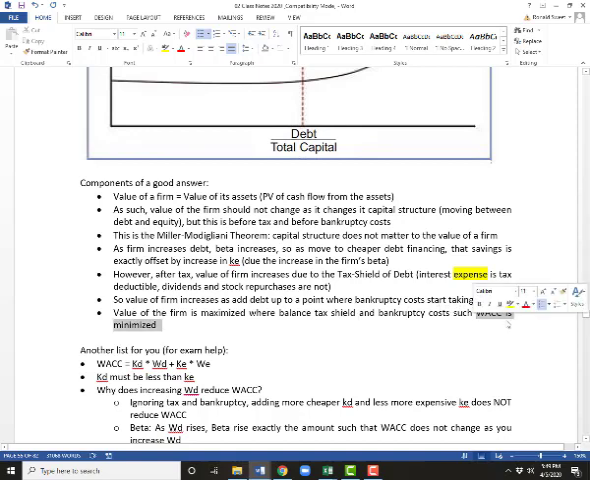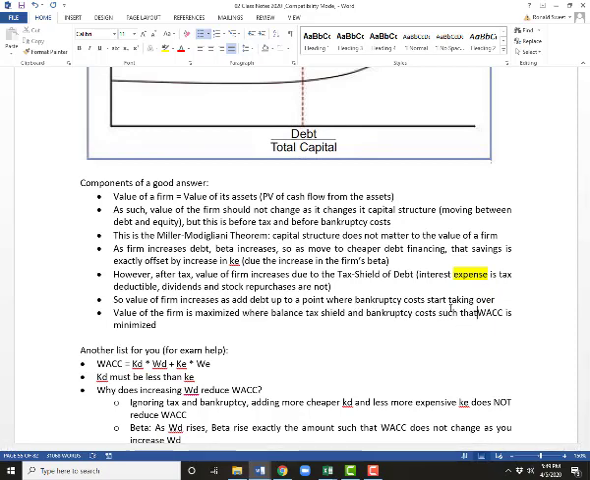WACC, such that, again, I got some typos in here, such that WACC is minimized. The value of the firm, that's an important concept to put in here. The value of the firm is maximized where WACC is minimized. WACC falls only because of the tax shield of debt.